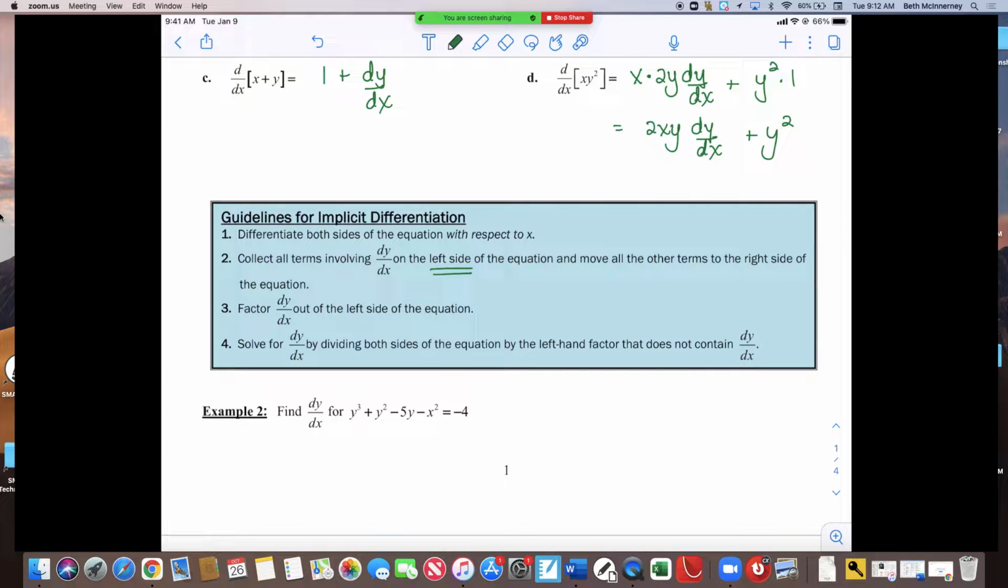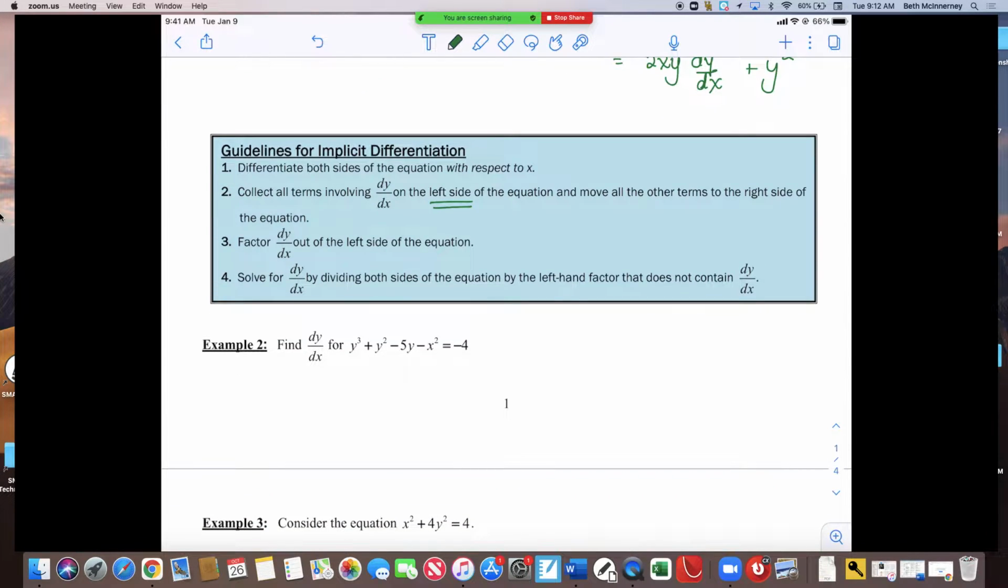So let's just get to work here. In example 2, if I want to find dy dx, so watch what I'm going to do. This is going to be 3y squared dy dx plus 2y dy dx minus 5 dy dx minus 2x. What's the derivative of negative 4? 0. The derivative of a constant is 0. So this is cool. All of our derivative rules work, like the product rule, the quotient rule, the chain rule.